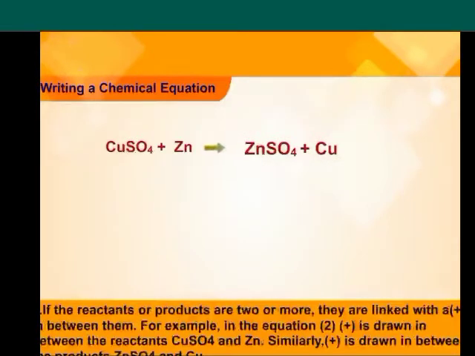Point number 2. If the reactants or products are 2 or more, they are linked with a plus sign in between them. For example, in the equation 2, a plus sign is drawn in between the reactants CuSO4 and Zn. Similarly, a plus sign is drawn in between the products ZnSO4 and Cu.